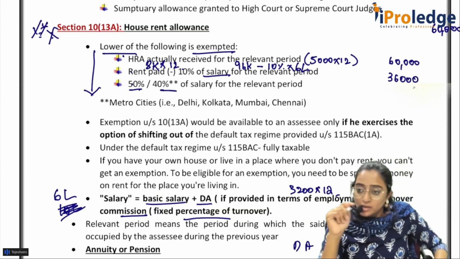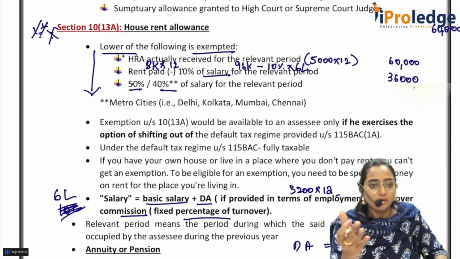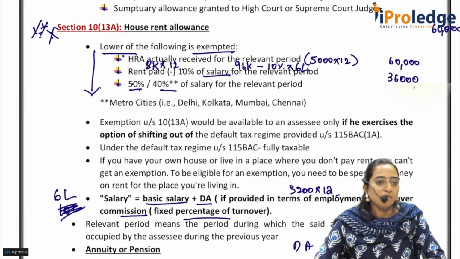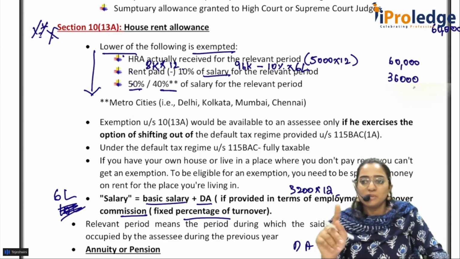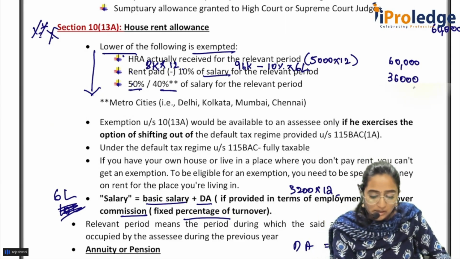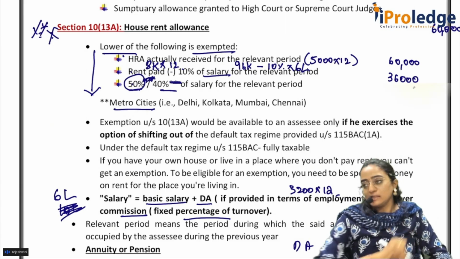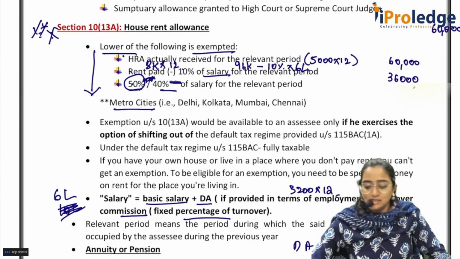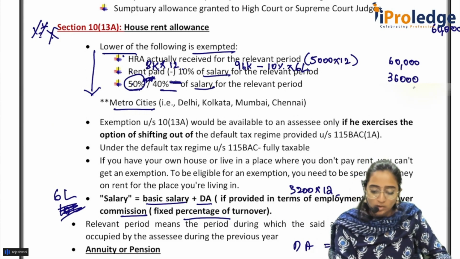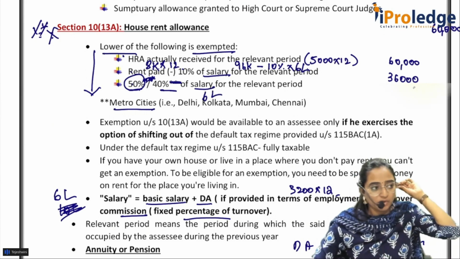What do I mean by relevant period? That is the respective previous year. 50% of 40% means 50% is going to be considered. This star should come here. 50% is considered for metro cities. Salary we already know, we already computed. Salary definition is the same for HRA.